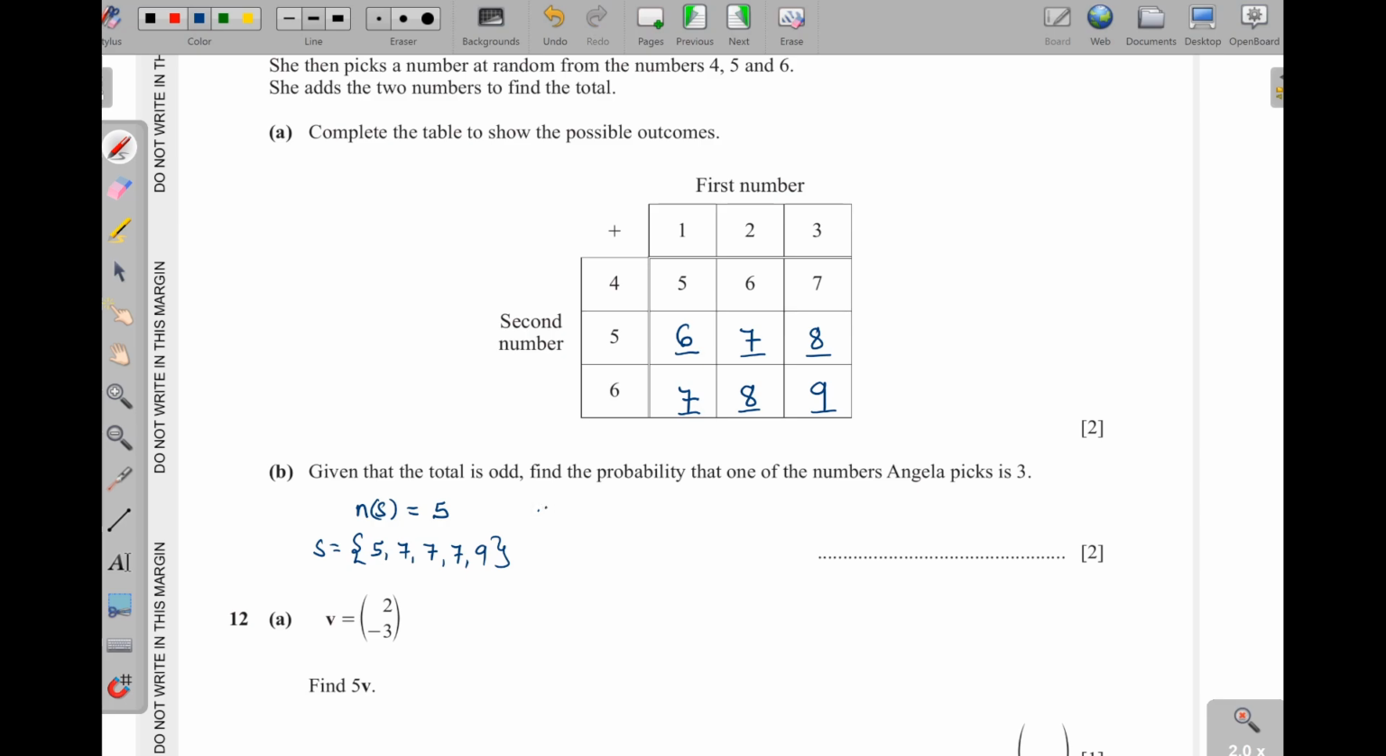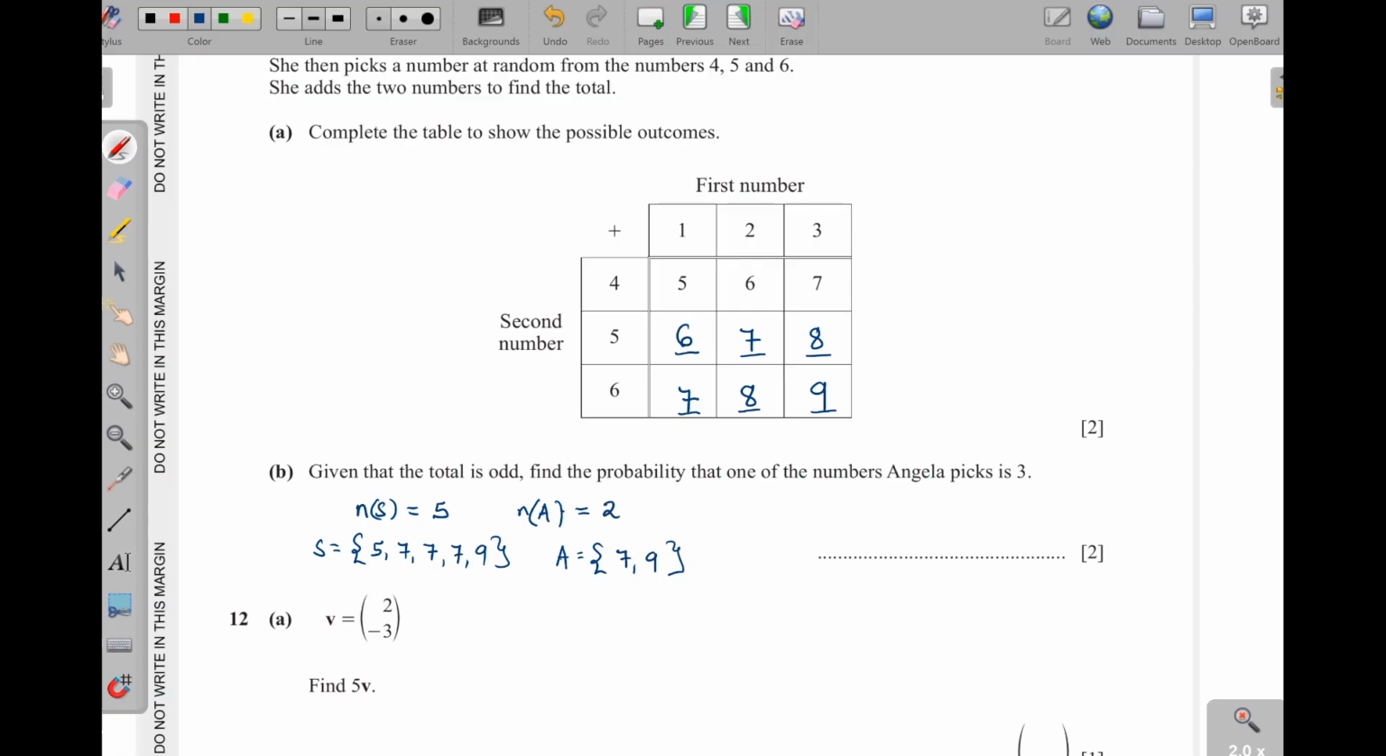So in here, they are saying that the probability that one of the numbers Angela picks is a 3. So you go to a 3 here, and then you look at this column of the 3. In that column of the 3, how many odd numbers do you see there? We are seeing the 7, and we are also seeing the 9. You see that? So my A, the event, we are having 7 and 9. So that means that here we are having 2.